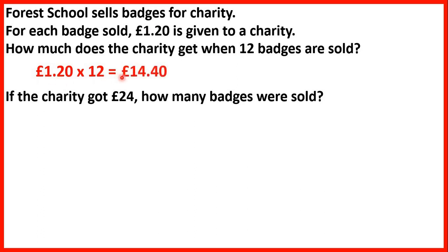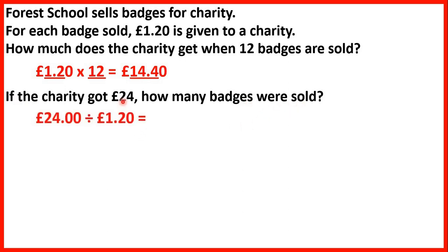£1.20 times 12 is £14.40, and we can work that out without having to use column multiplication, because if we know that 12 times 12 is 144, we just have an end zero here in the question, so we need an end zero here. Now, if the charity got £24, how many badges were sold?